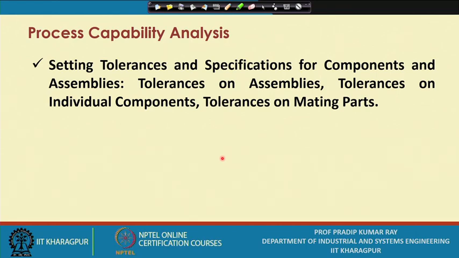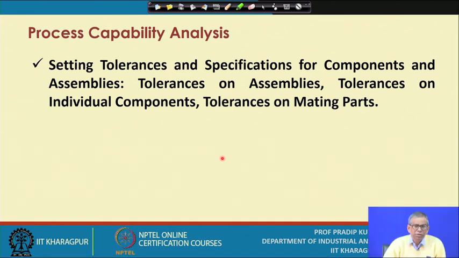The second important issue is how to set tolerances on individual components. Assembly consists of a number of components. So here, given the assemblies' tolerances, how to set the tolerances of the individual components. And the last important topic in this context we are going to discuss is how to set tolerances on the mating parts. Is it okay? So this will be our discussion topics.